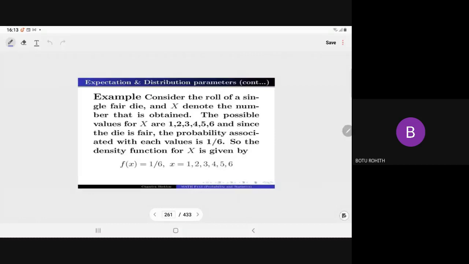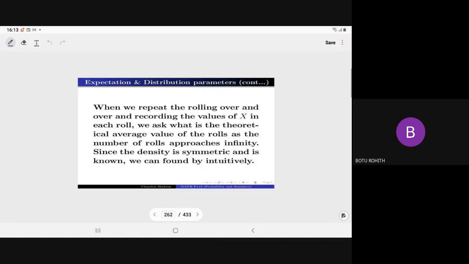Let us take the experiment of rolling a die. When we roll a die, the possible outcomes are 1, 2, 3, 4, 5, 6, and all have equal probability of 1/6. If I ask what is the mean value, what is the mean output, how do you compute it?